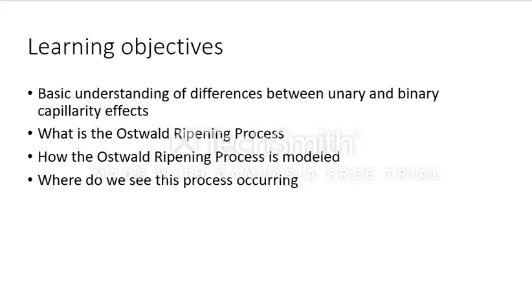What is the Ostwald ripening process? How is the Ostwald ripening process modeled? And where do we see this process occurring?